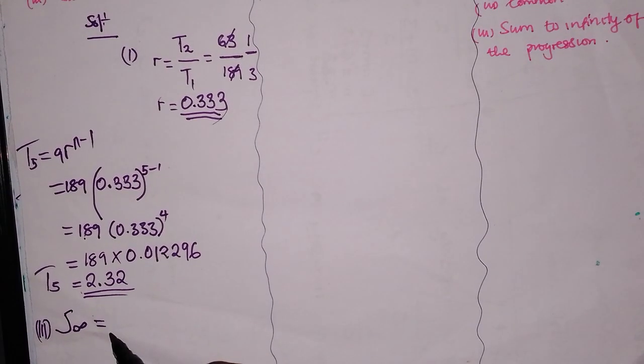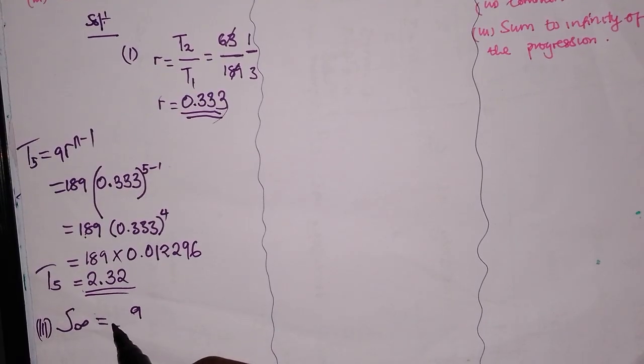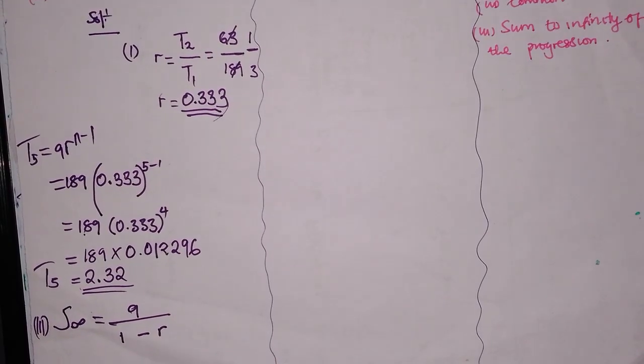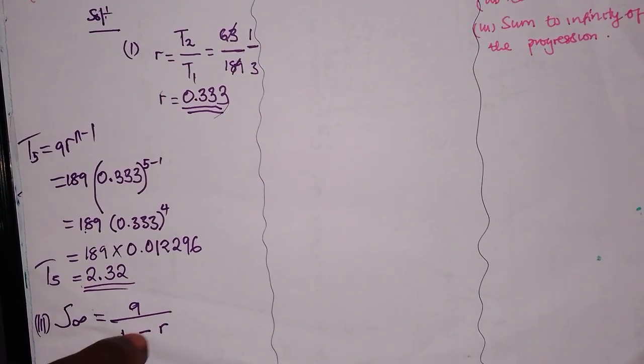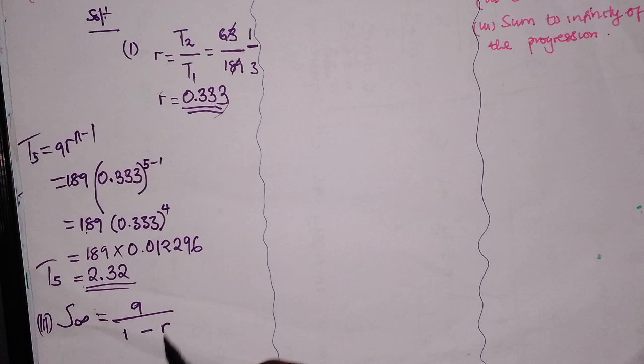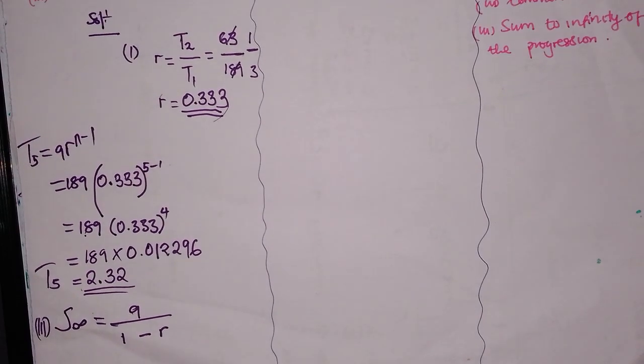Sum to infinity is given by the first term over 1 minus the common ratio. So remember, always the common ratio should be less than 1. Why? Because you can find that if your common ratio is above 1, you have a negative denominator here, which we do not want.